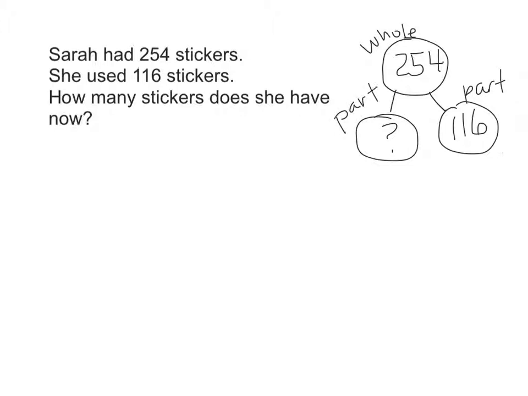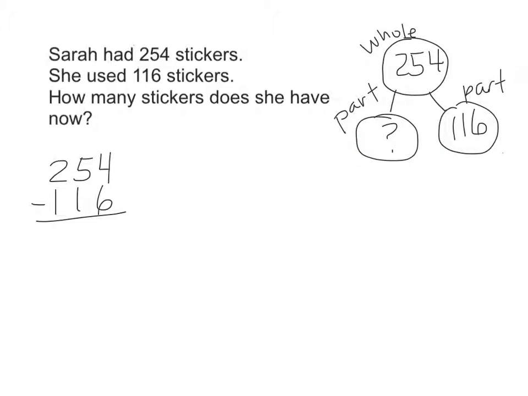Okay, so you're right, boys and girls. Let's go ahead, and now we're ready to do our subtraction, and we know it's 254, our whole, and from that whole, we're going to take that part away of 116 to find that part that is missing. That part here is missing.